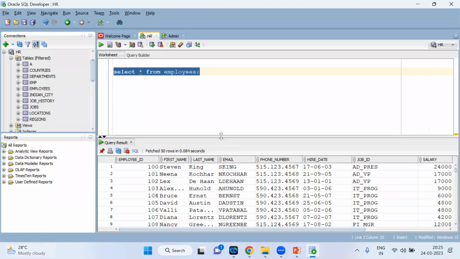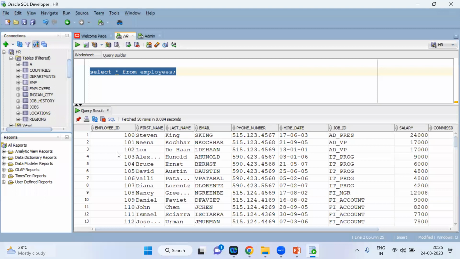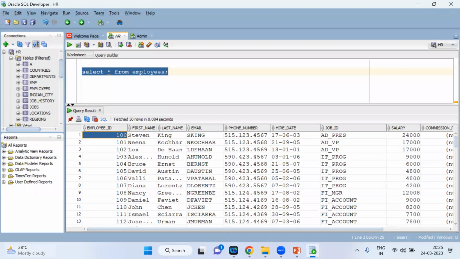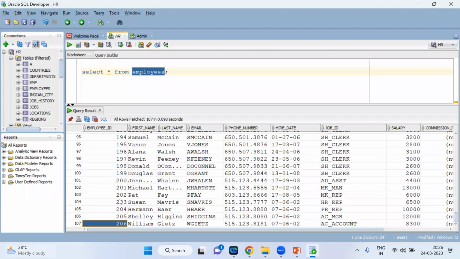Now if you see here, we got so much data. So how many records are there in this table? The employees table is where you will find out how many records there are. 107 records are there. This employees table has all the details of employees like employee ID, first name, last name, email, phone number, and other details.